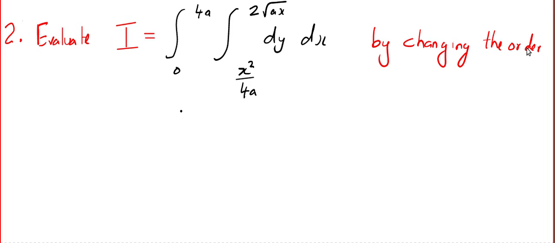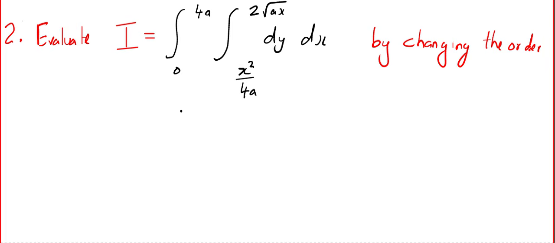So please write question number 2. The question is: evaluate the integral by changing the order. So please copy the question. Okay. Now look at this. What's the first thing to do?